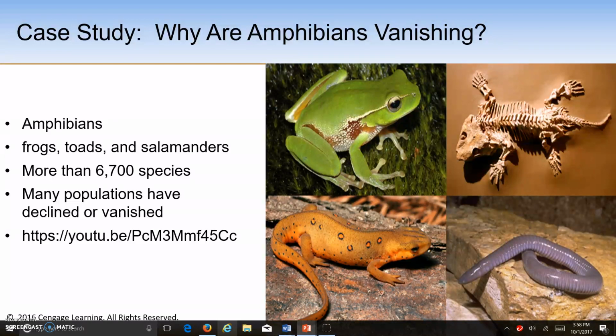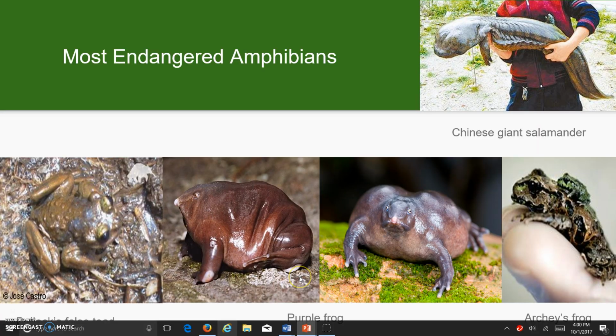So let's look at why amphibians are vanishing and why this should be a concern for us. On the screen in front of you are a few pictures of some of the most endangered amphibians. Let's start with the right side of this screen with Archey's frog. Archey's frog is found only in New Zealand.